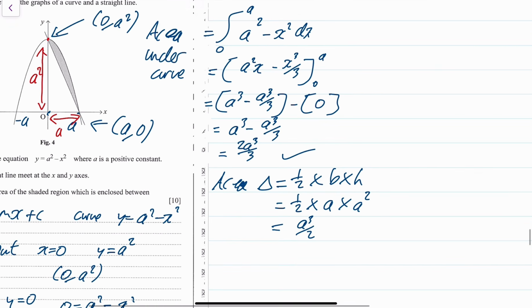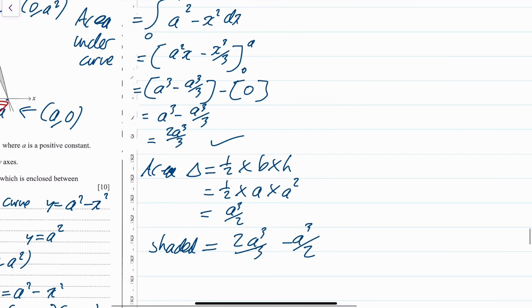So the shaded area is those two things subtracted. So the shaded area is just equal to 2a cubed over 3 minus a cubed over 2. To do that on your calculator, folks, just forget about the a cubed and just do 2/3 minus a half and see what you get. And 2/3 minus a half is going to be just 1/6, or a cubed over 6, and that's going to be units squared. Tricky enough question there. Confused me at the start.